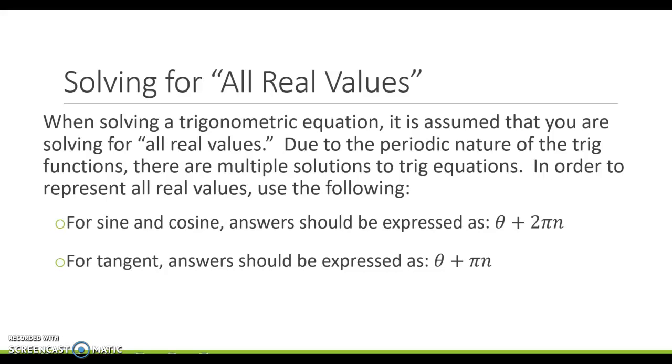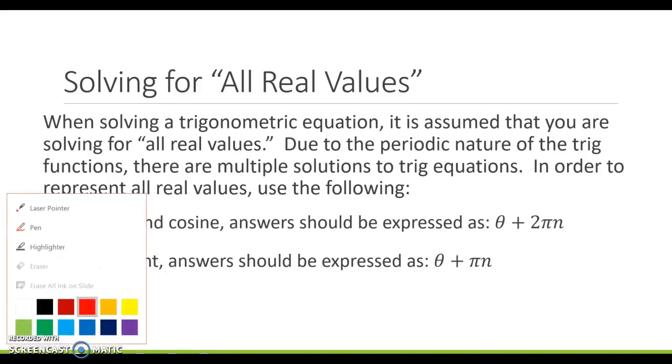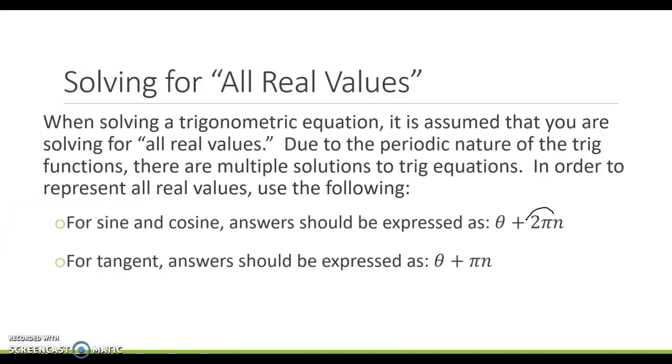So for sine and cosine functions, they repeat every 2 pi. That's the period of sine and cosine. And so in order to represent an answer for all real values, we're going to put what our angle measure is there, for example, pi over 4, and then we'll put plus 2 pi n, where n is just any integer value, kind of taking into account multiple revolutions of the unit circle or multiple iterations of that period. Okay, so for sine and cosine, we're going to be using 2 pi n.